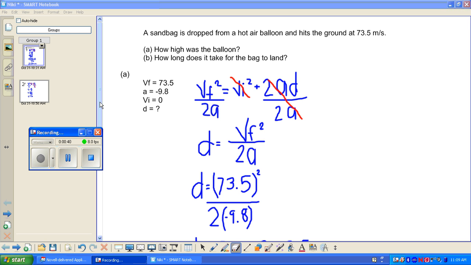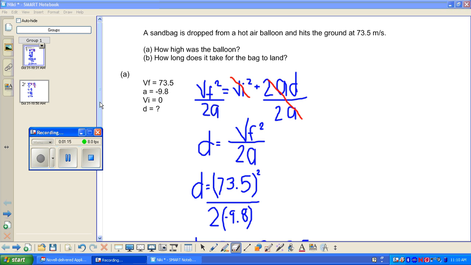it's going to be 0, and we're looking for how high the balloon went, so that would be displacement, or distance. So what we do first is we find the equation, and that would be the second equation, which is final velocity squared equals initial velocity squared plus 2AD.